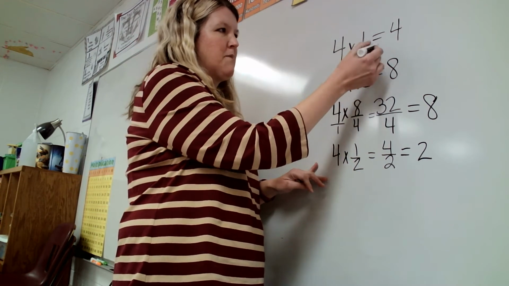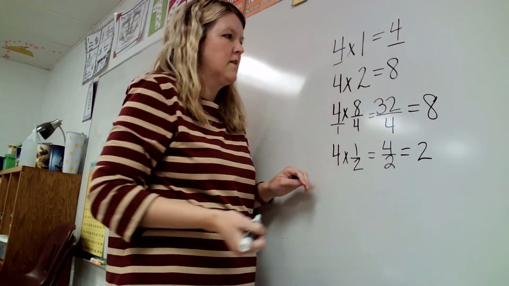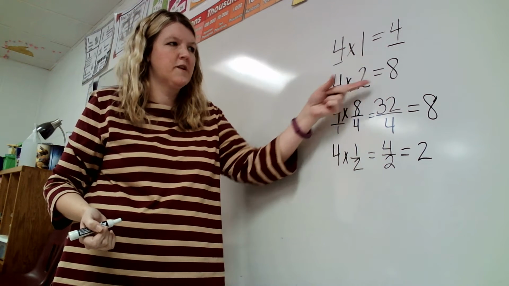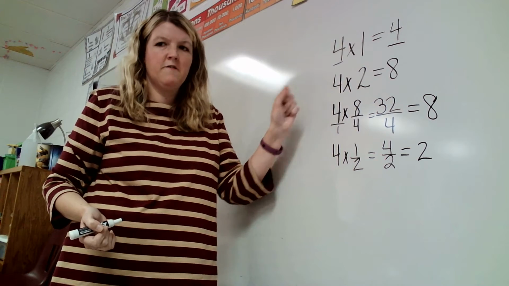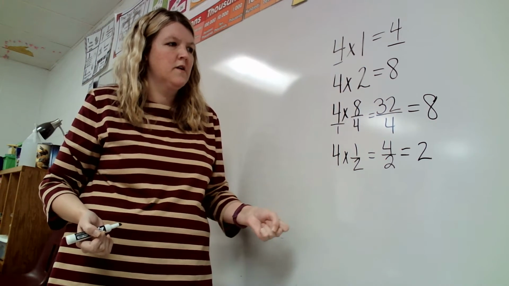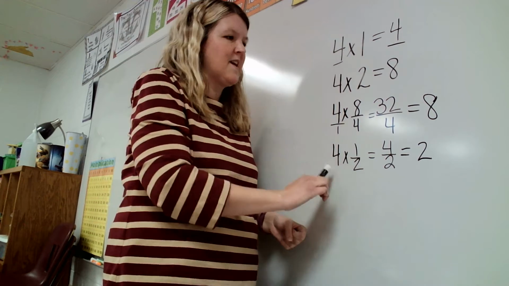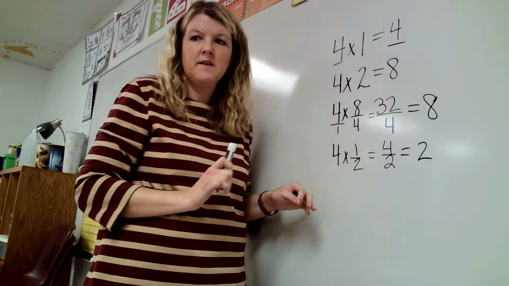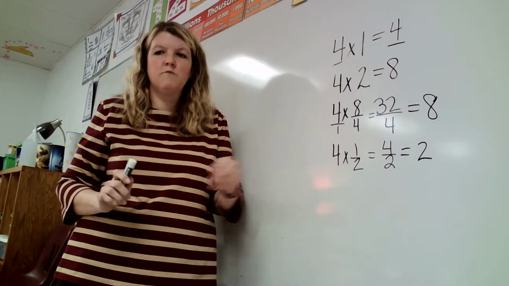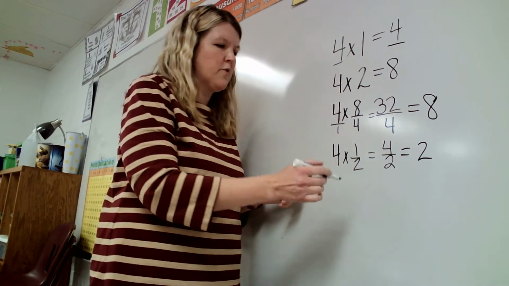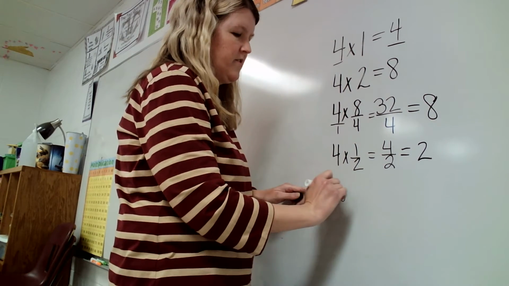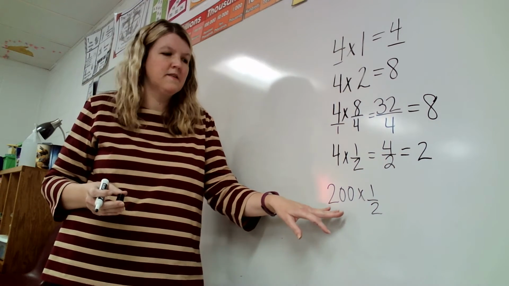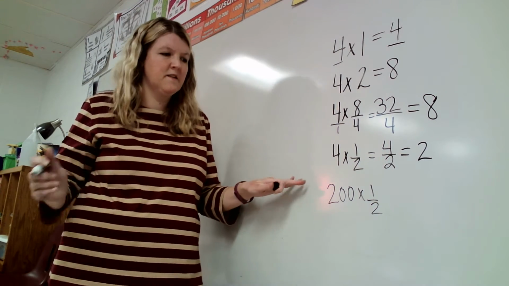So again, if we multiply by 1, we get that number. If we multiply by something that's greater than 1, a fraction greater than 1, then our answer is greater than our other factor. So in this case, the 4 was the number that stayed the same each time, and it got bigger until we multiplied by a number that was less than 1. So that would work with any number. If I had 200 times a half, I would expect my answer to be less than 200. And that is going to be the case here.